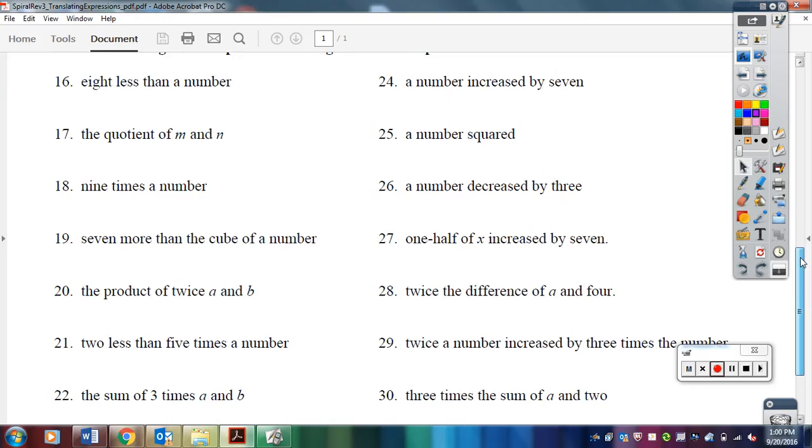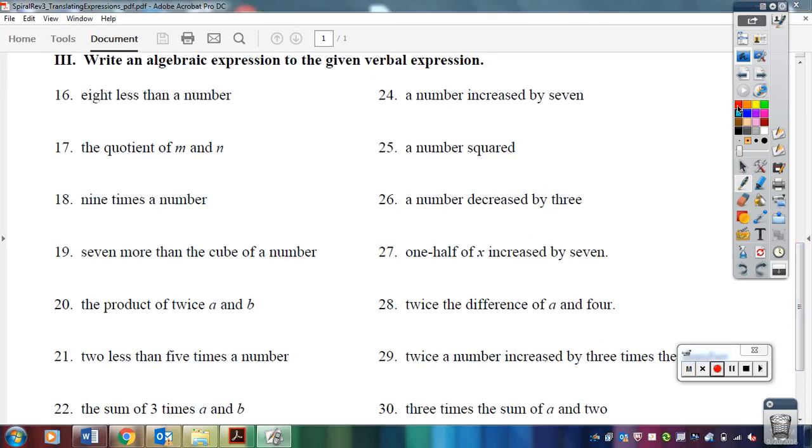Going back up to number 24. A number increased by 7. A number increased by 7. Number 25, a number squared. Number 26, a number decreased by 3. 27, 1/2 of x increased by 7.